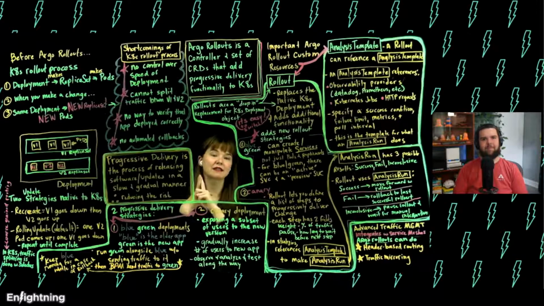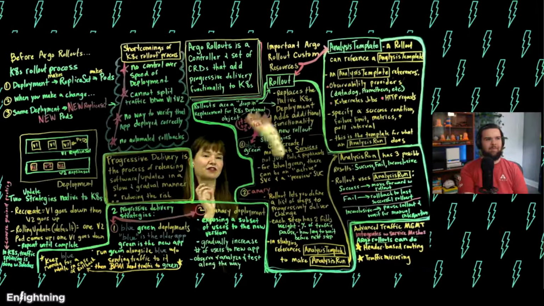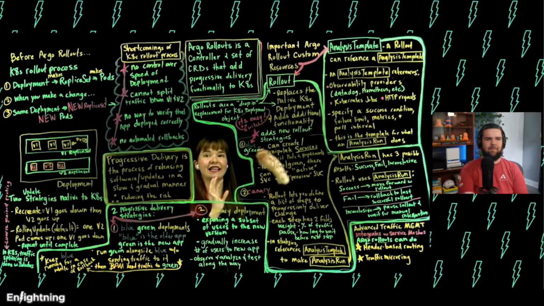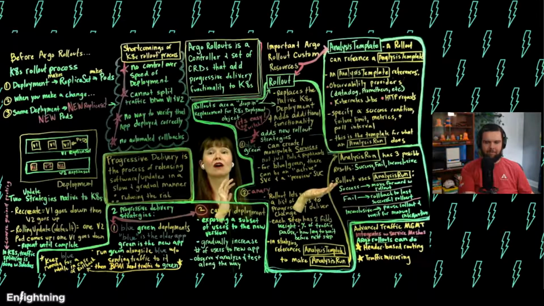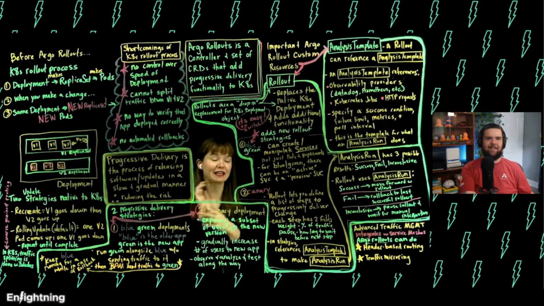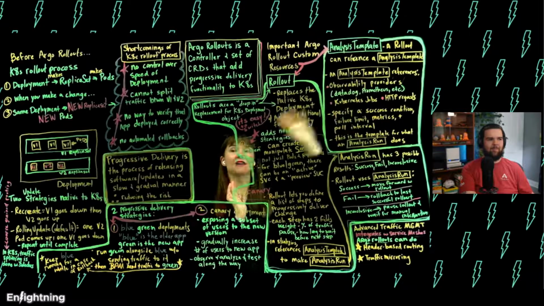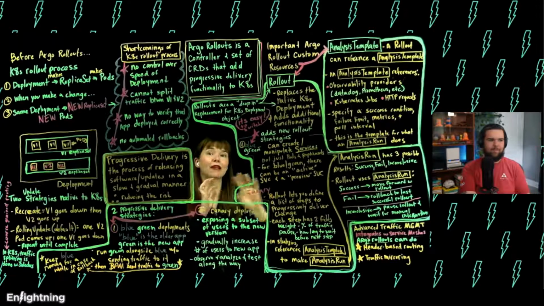There's a pause. The analysis template is what we're about to get to. The thing in both of these is knowing when to move forward to the next step, or knowing if something's failing, to hurry up and stop. You would want to know that as soon as possible and automatically roll back, as opposed to needing to wait for a human. So the analysis template is how that is decoupled from the rollout itself.